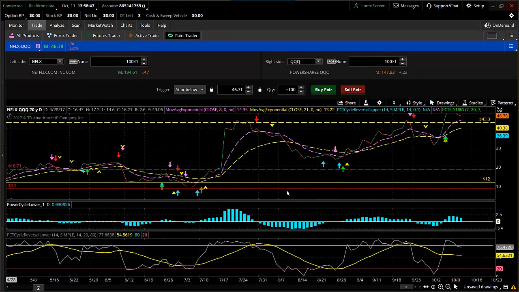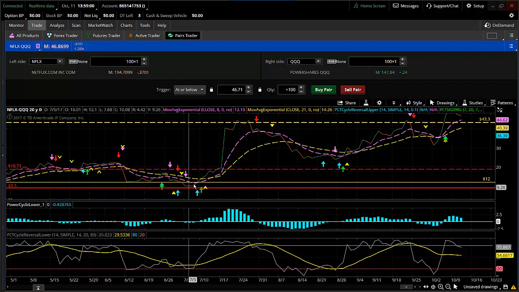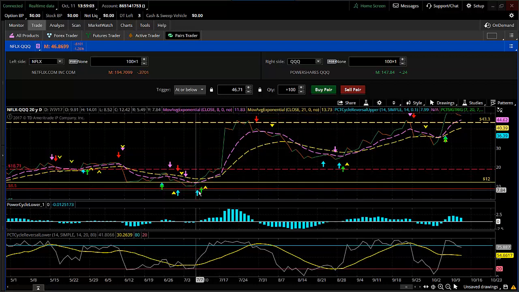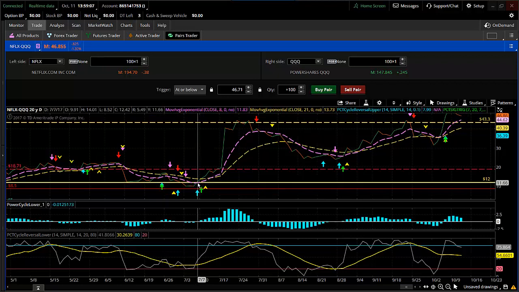So here's Netflix, the July earnings. Its earnings were announced on the right here on the date of the 17th. And about a week before, you can see we got a buy signal. This is a cycle reversal and a momentum. So there was a buy signal here at $12. So basically you're buying 100 shares of Netflix here at $12 per share, and then you're selling 100 shares of QQQ at that same price. So that spread there was at $12.